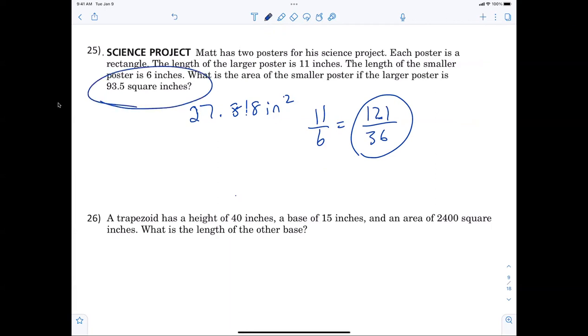The larger. So I need the what? Smaller. So I multiply by what? Or no, divide by 2. It has nothing to do with multiplying or dividing by 2. What's the point of doing this? Find the ratio of the areas. That's the ratio of the areas, right? So the larger one is 121 over 36 times greater. So the smaller one is 36 over 121, and you're just multiplying it by 93.5. You with me now?